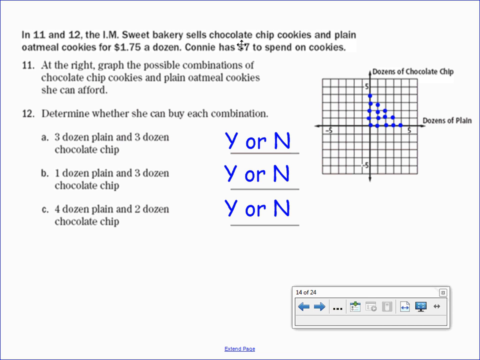All right. So go ahead and determine with your partner if she can buy 3 dozen plain and 3 dozen chocolate chip. Let's do a Y or an N for yes or no. A Y or an N, and a Y or an N, and then we're ready to share.